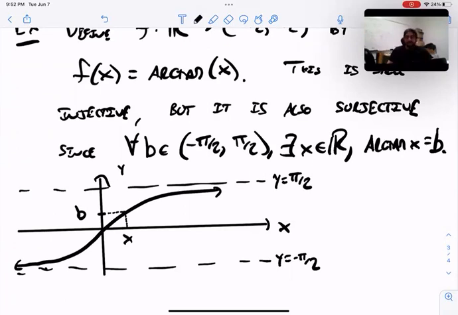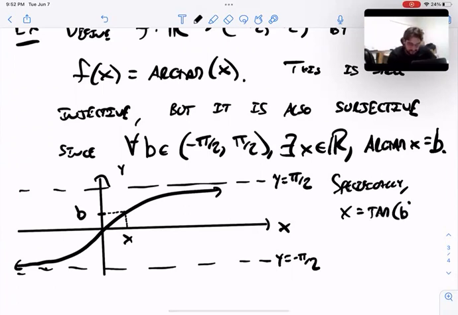Because now b can only be chosen between minus pi over 2 and pi over 2. And if you want, you could even say what that x is. Specifically, what would that x be? Well, it would be tangent of b. That's what that x value would be. We can even specify exactly what that x value would be.